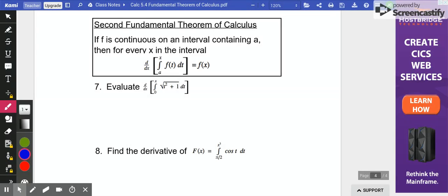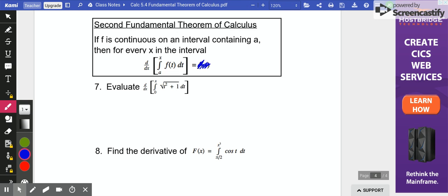Okay, so this brings us to the second fundamental theorem of calculus. What this says is if you have a continuous function and it contains this point A, then for every x in the interval, if you take the derivative of the antiderivative of the function, that gives you f of x. Now, let me simplify that. Let's ignore this for a minute. I'll show you exactly what's happening here.